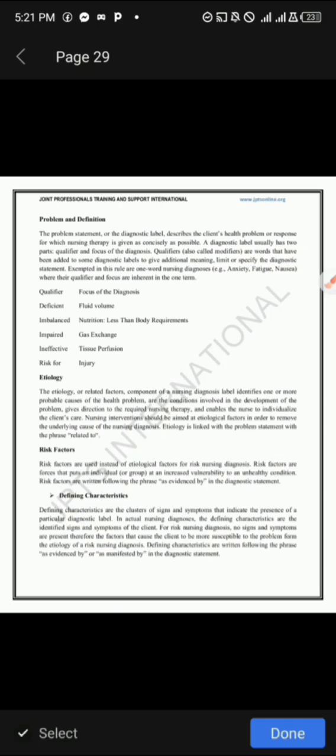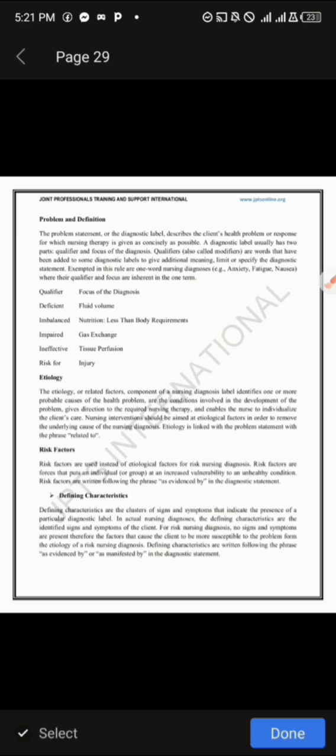The problem statement or diagnostic label describes the client's health problem. In this respect, see the client, the age, the name, the type of sickness. You may even look at the folder. You are able to dictate a lot. A diagnostic label usually has two parts: the qualifier and the focus of the diagnosis. A qualifier, also called a modifier, is words that have been added to some diagnostic labels to give additional meaning, limits, or specificity to the diagnosis statement.